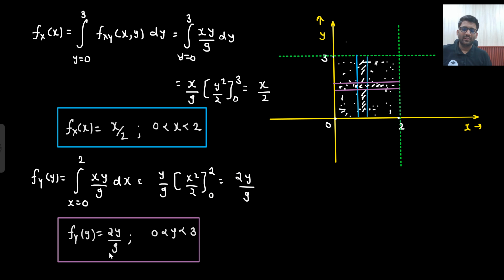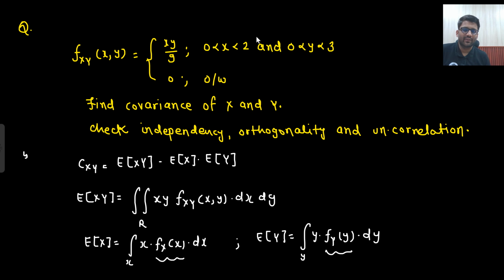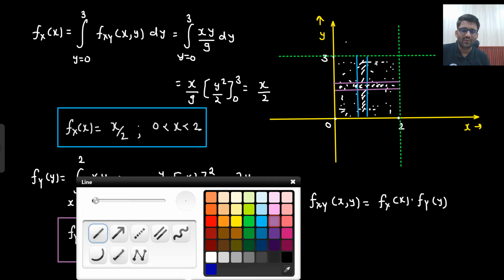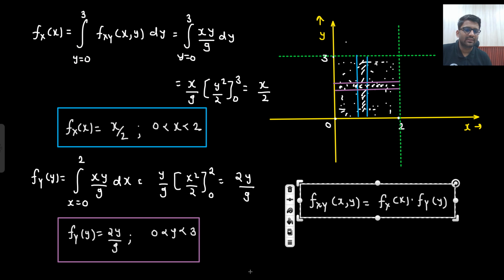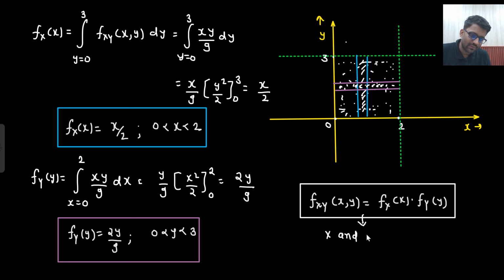So you have got two things, fx of x and fy of y. Here you can see that fxy of x, y is equal to fx of x times fy of y. If you multiply both of them, x by 2 into 2y by 9, what you get is xy by 9, and that is equal to fxy only. So from here your job is done. From here you can say that x and y are independent.